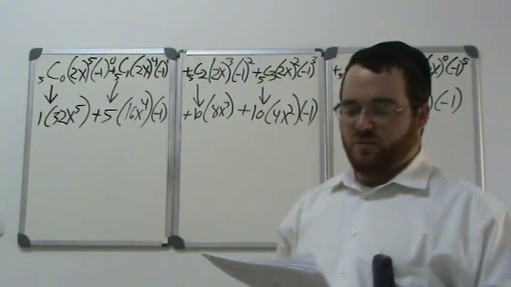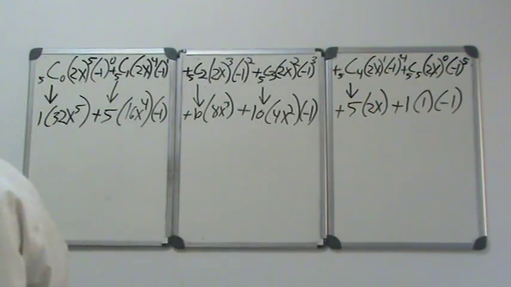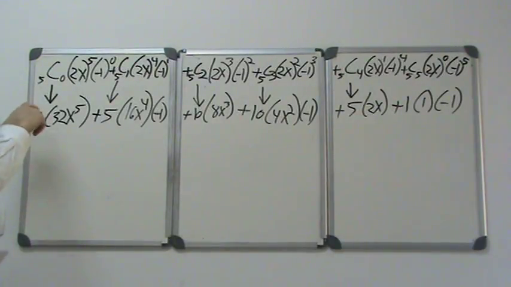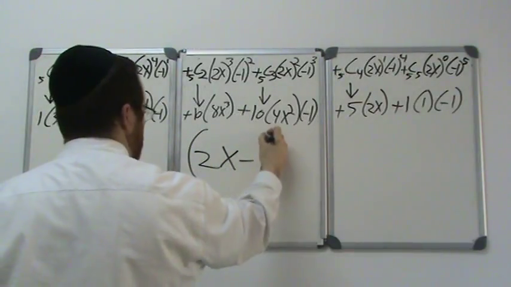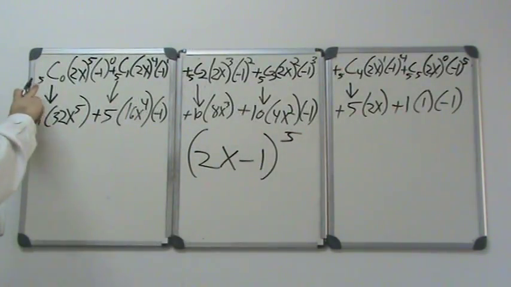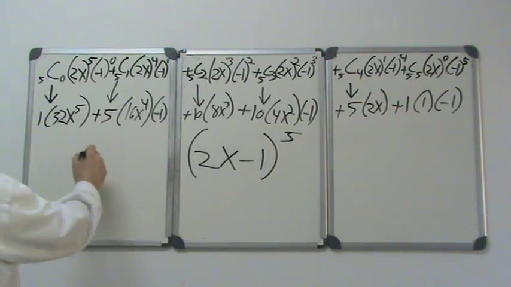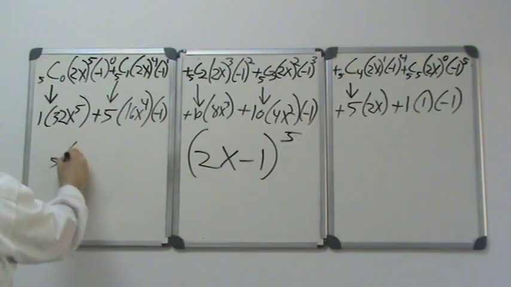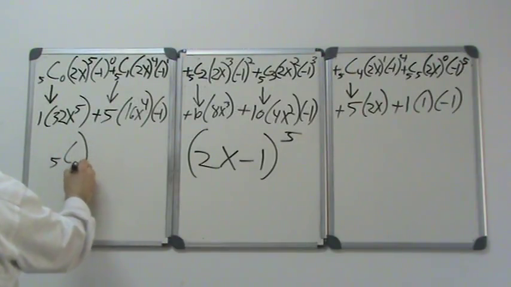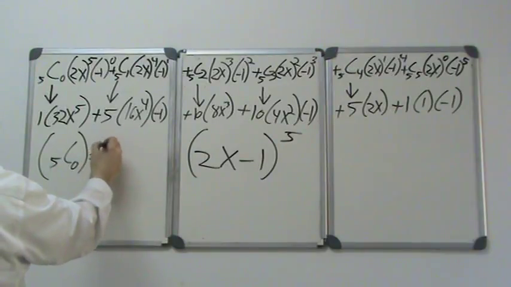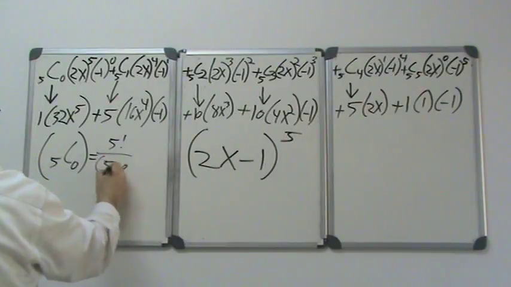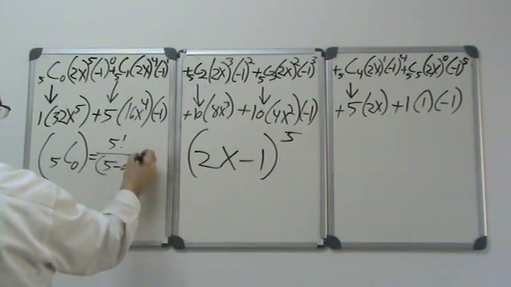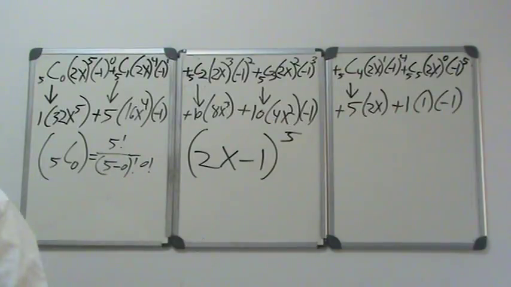Now, how do we write a binomial expansion? So first let's do the binomial expansion. It's 2x minus 1 to the 5th power. So you start with 5 combination 0. So let's first explain what a combination is. Let's say you have 5 combination 0. That means it's equal to 5 factorial over 5 minus 0 factorial, times 0 factorial.